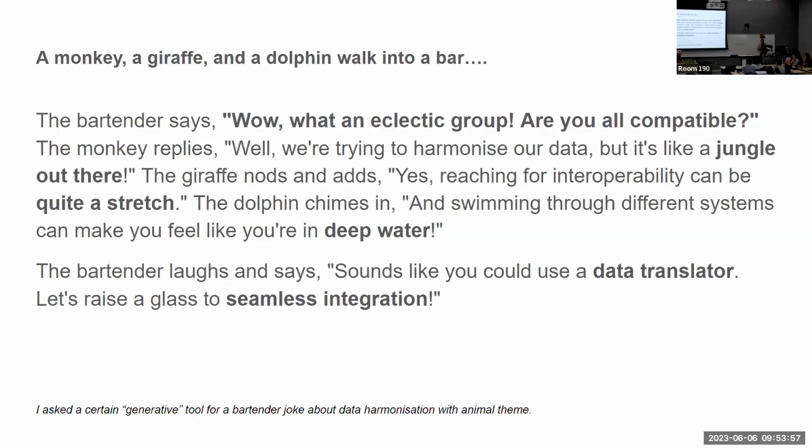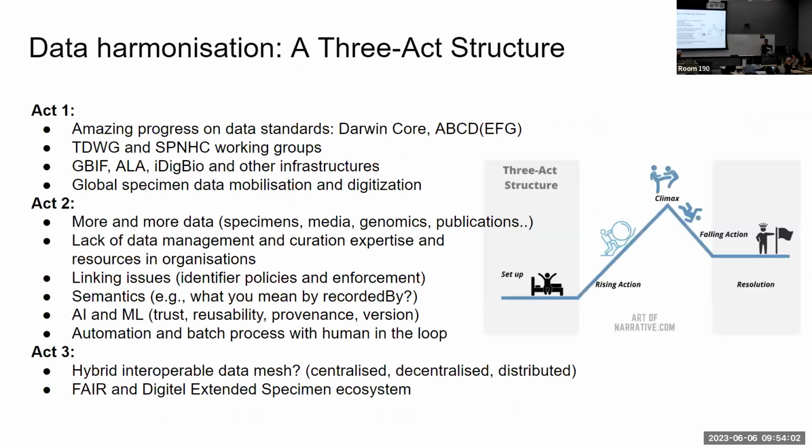But while I was thinking about it, I was also thinking about the history of our community and some of this data, and you've already heard some of this. If we simplify it into a simple three-act structure, I know it's probably more complicated, let's say we have the setup in Act 1. We've done a lot of work with Darwin Core standards, ABCD, on both the geological and biological side. We have an amazing community in TDWG and SPNHC. We have infrastructure with GBIF, iDigBio and others.